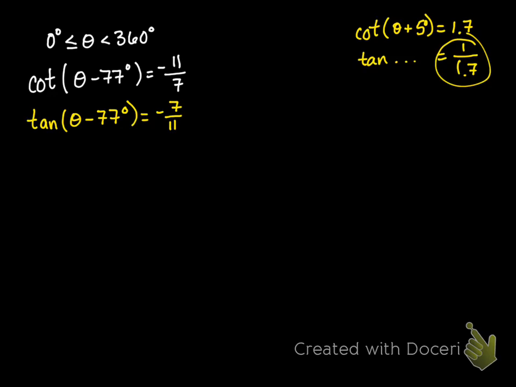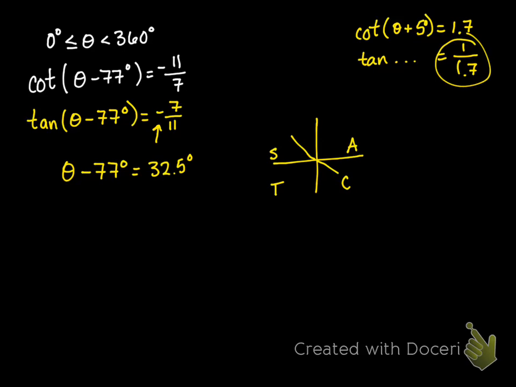Second tangent of 7 over 11. Remember, don't put that negative in your calculator. We should get theta minus 77 degrees equals 32.5 degrees. All right, and then we need to know where tangent is negative. Remember, we have our CAST. That's where these are positive, but we're looking for where it is negative. So we're going to be in the second and fourth quadrants.